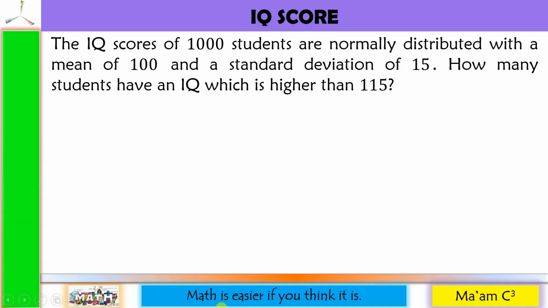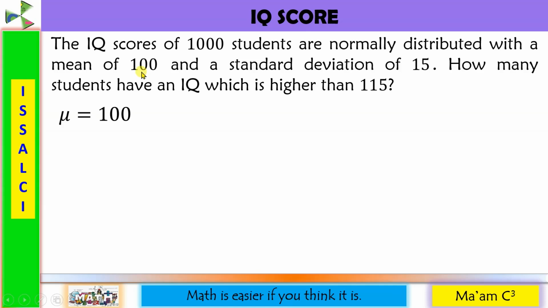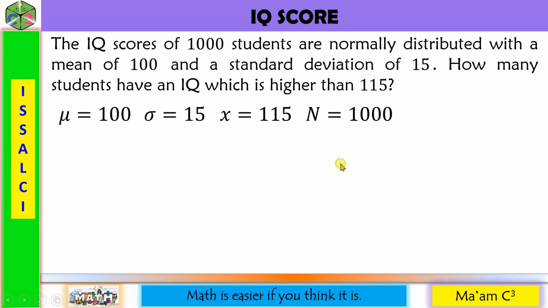Another one. The IQ scores of 1,000 students are normally distributed with a mean of 100 and a standard deviation of 15. How many students have an IQ which is higher than 115? Again, our steps. Number 1, identify the given. Our mean is 100. Our standard deviation is 15. Our x here is 115. Again, we have here another given, 1,000, which is the total number of students. So, n is equal to 1,000. Step 2, let us solve for the corresponding z value.